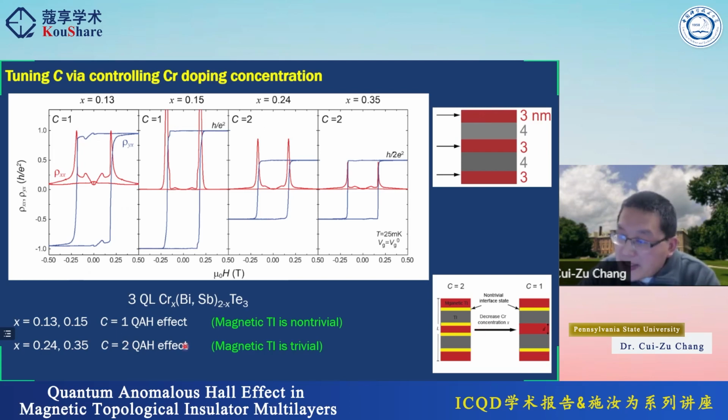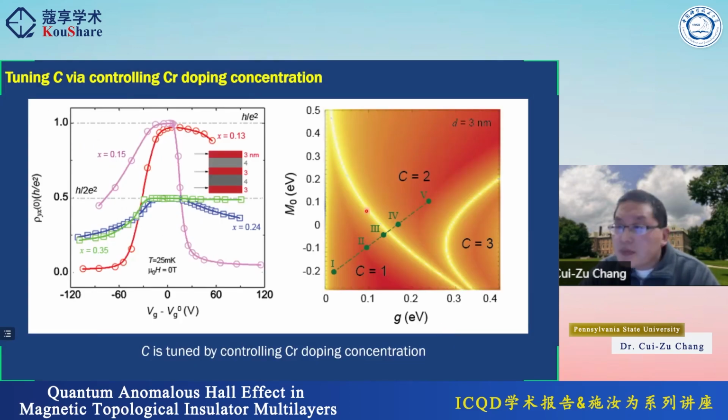When the doping level is high, this layer will become trivial. This is non-trivial, this is trivial, this is non-trivial. So there are 2 quantum anomalous Hall insulator layers there, and 2 non-trivial interface states formed in the middle. So there are 4 non-trivial interface states in this sample. That's the reason we observe the C equals 2 quantum anomalous Hall effect in this kind of sandwich structure with very high magnetic doping in the magnetic doped TI layers.